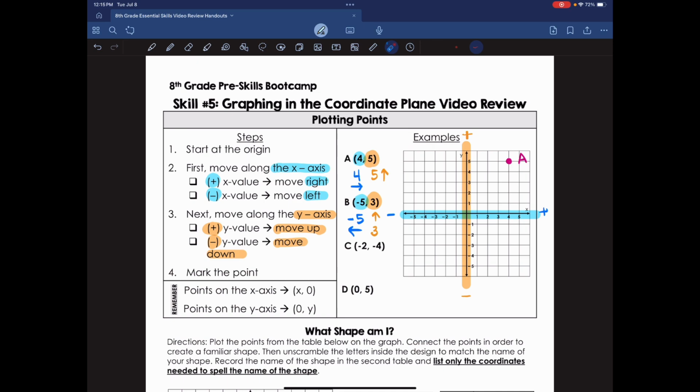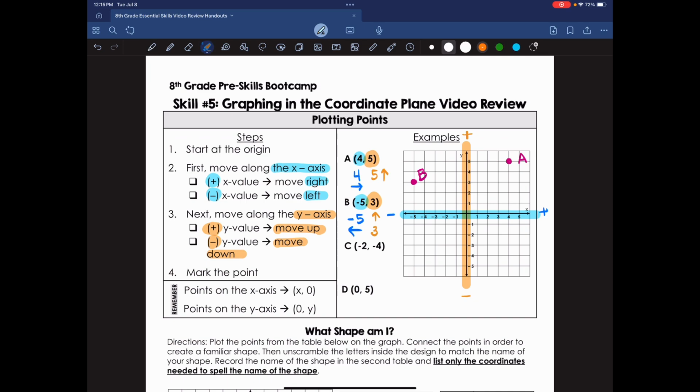So let's plot that point. Starting at the origin, I'm going to go left 5 and then up 3 before I put my point. And that should put us right here. We will call that point B in quadrant 2.